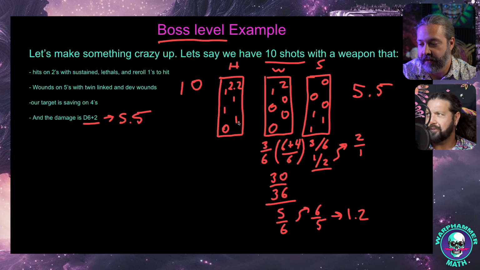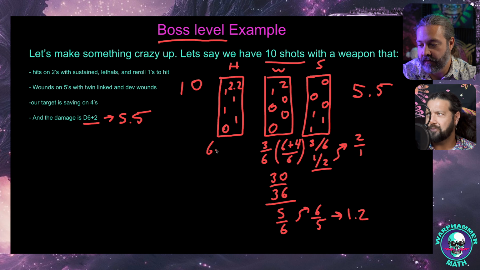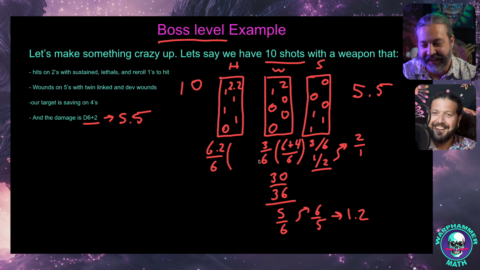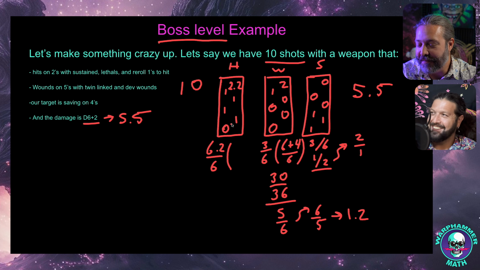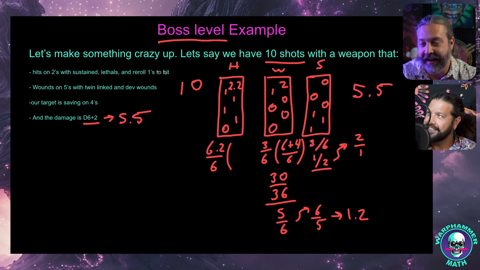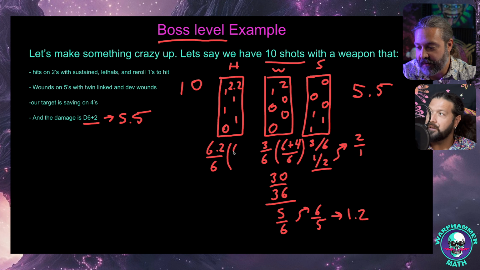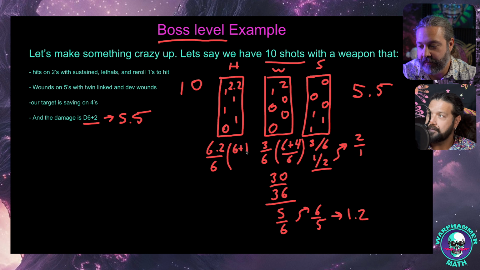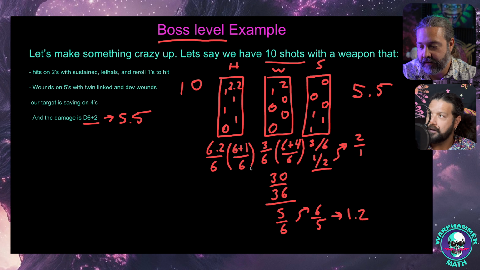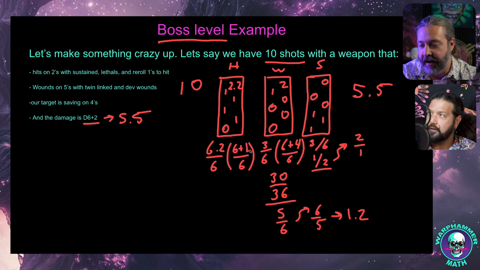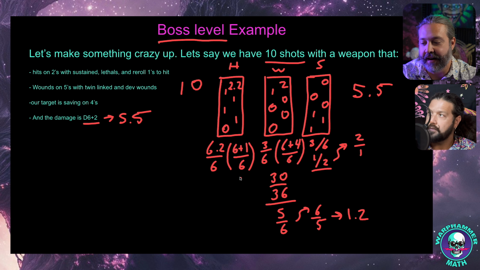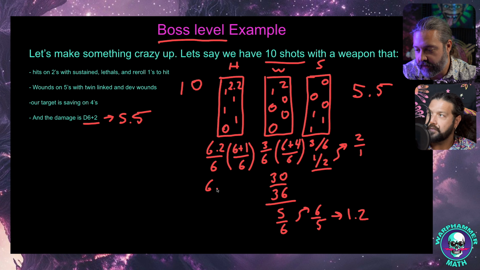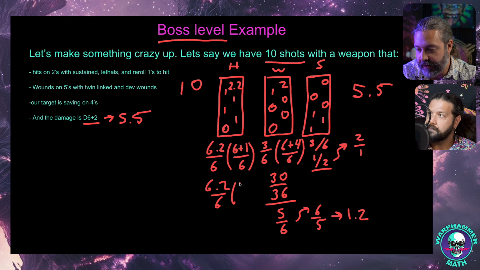Now we have 6.2 over 6. I hate that. And then we're going to deal with our re-rolls. It's 6 plus the number of faces you're re-rolling, 1, over 6. That's 7/6. So I'm just going to go ahead and make this 6.2/6 times 7/6.